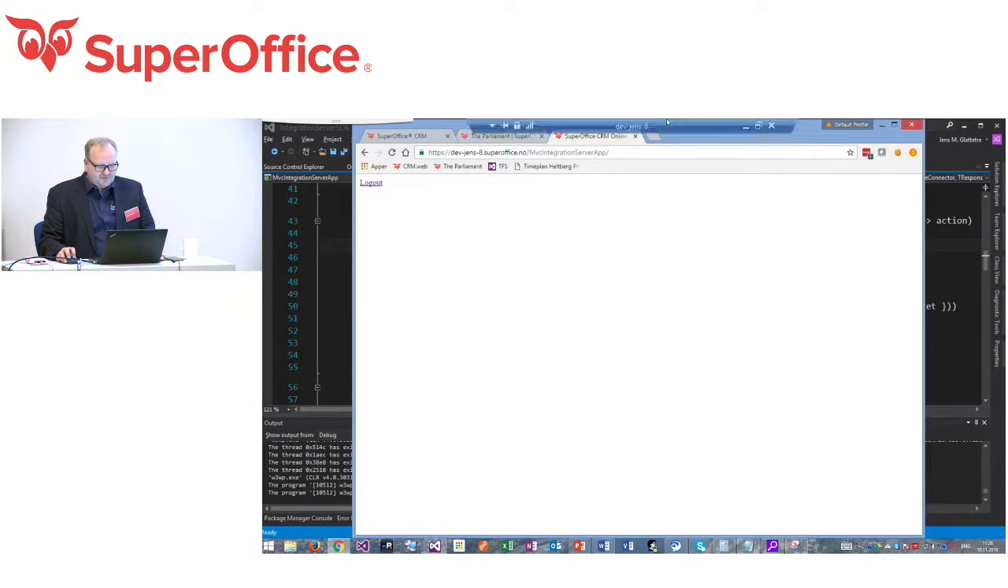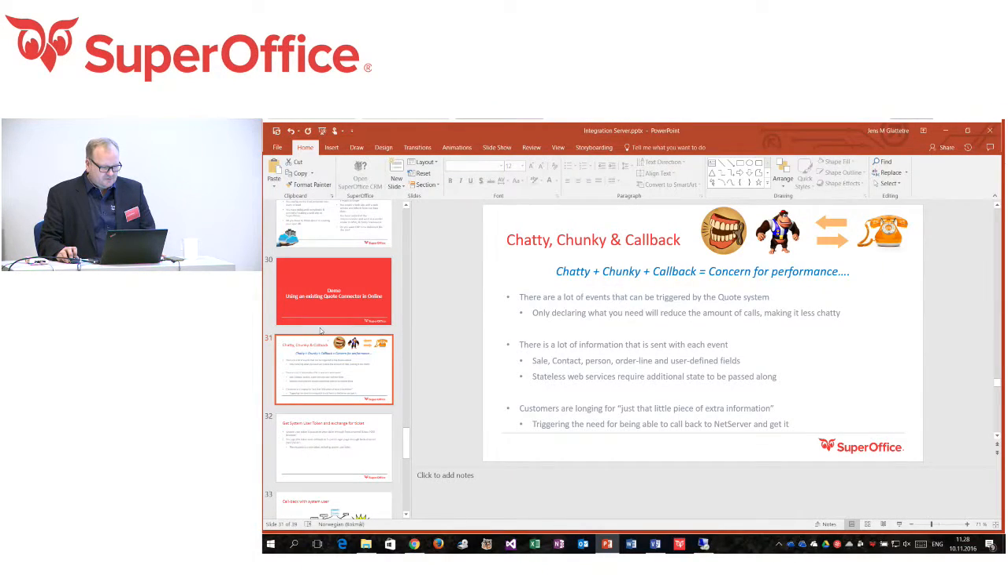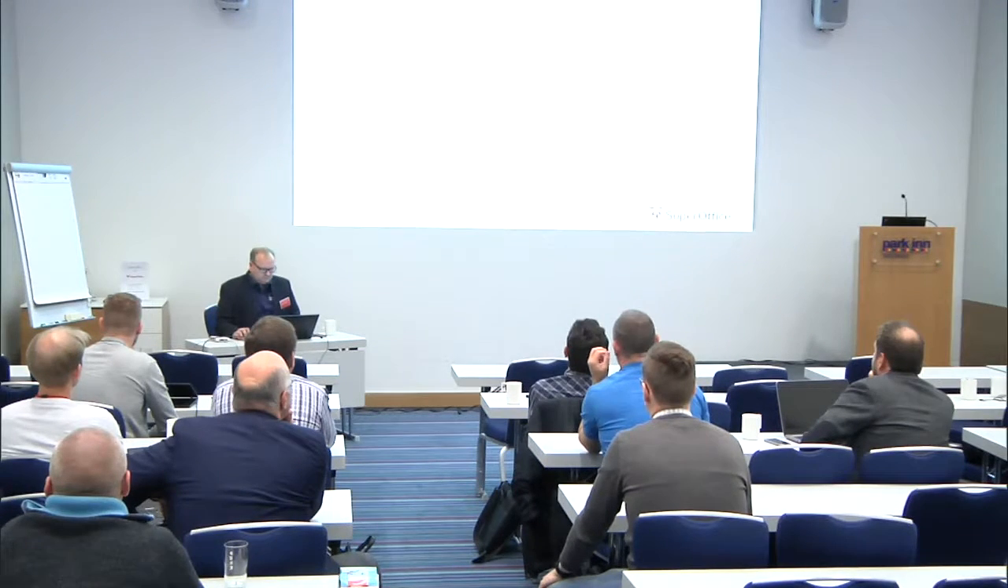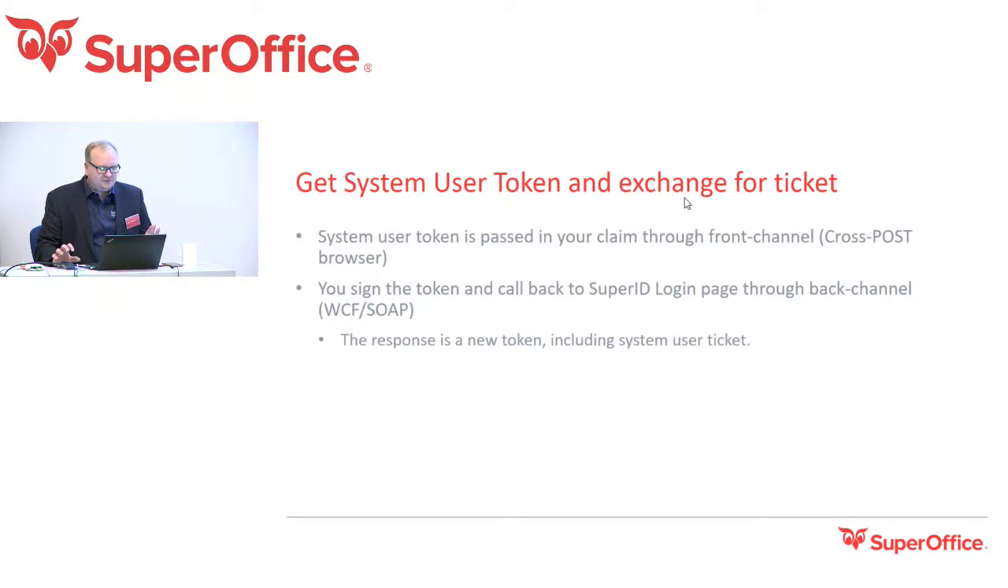Let me go back to my presentation. We talk about that. Getting a system user token. So we got the token from the front channel. We saved it in the database. We used the token to exchange it for a ticket, and we used that in authentication. And the latter part was using SOAP.